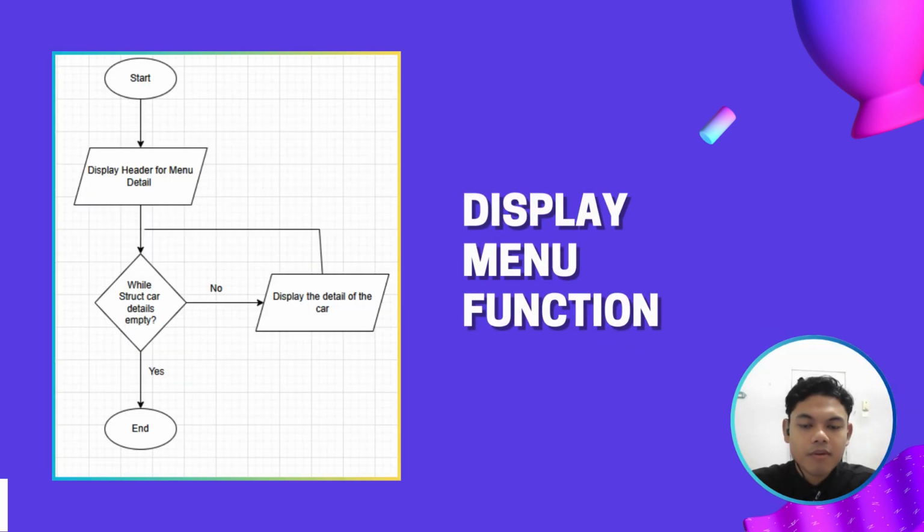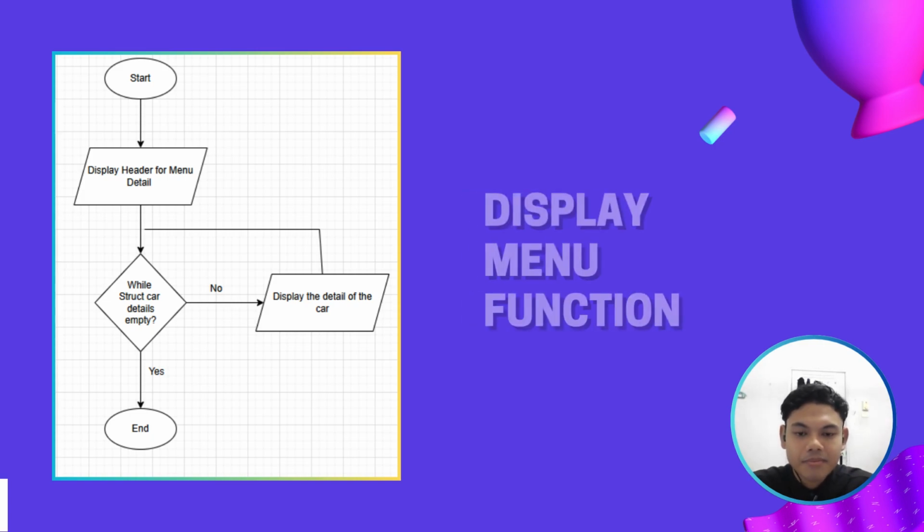Assalamualaikum, my name is Rafiq Hakimi and this is our display menu function. We made our program display the car menu details from the files. Firstly, we start by displaying the header for the menu details. Next, we loop: if the struct car details are not empty, the program will display the details of the car, such as the car name, its daily price and also its passenger capacity. And back to the loop. Now, if the struct car details are empty, the function will end.